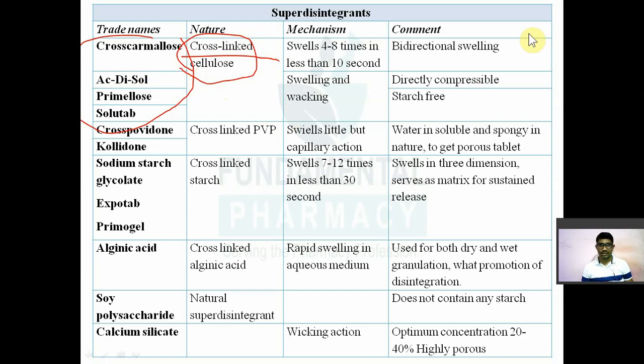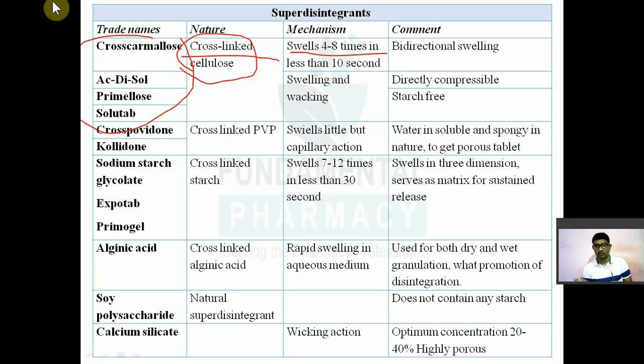What is the mechanism of disintegration? As soon as Ac-Di-Sol, croscarmellose or Primellose comes in contact with water, it will swell. For example, croscarmellose sodium, when it comes into contact with water, will swell 4 to 8 times in less than 10 seconds. Where does the water come from? When you take the tablet, gastric acid also contains water, so after coming in contact with it, what will happen?